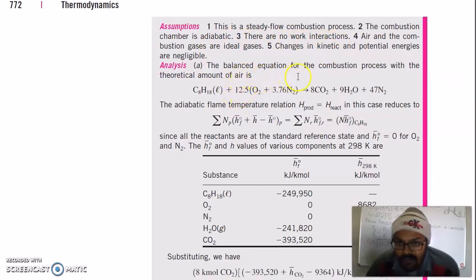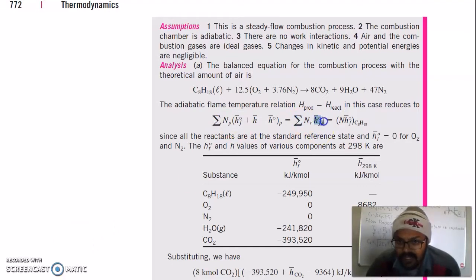So the balance equation for the combustion process with the theoretical amount of air is C8H18 plus 12.5 oxygen plus 3.76 nitrogen, which will form 8 carbon dioxide plus 9 H2O plus 47 nitrogen. So this is your balanced chemical reaction. The enthalpy of product must equal the enthalpy of reactant. So this is the enthalpy of product, and this is the enthalpy of reactant.